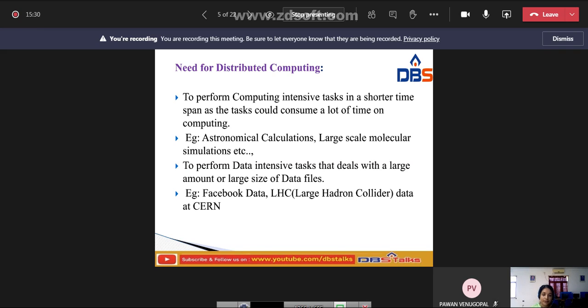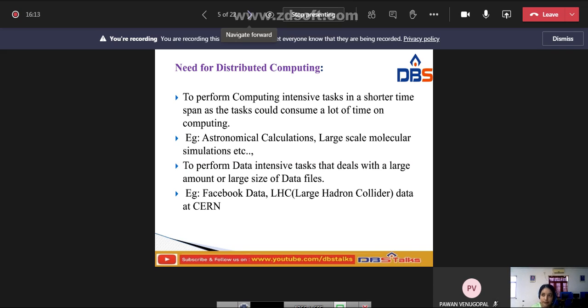So what is the need for distributed computing? In order to reduce the time taken by a task, we use distributed computing. It completes the task very fast and the time span is reduced. What types of tasks do we take? Astronomical calculations and large scale molecular simulations are examples of computing intensive tasks. If we talk about data intensive tasks, the examples are Facebook data and the Large Hadron Collider at CERN.